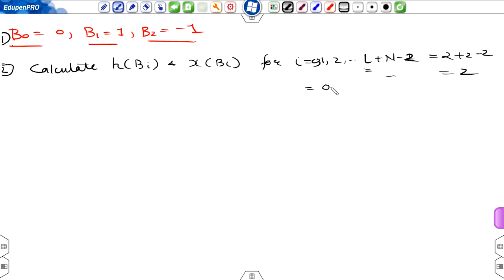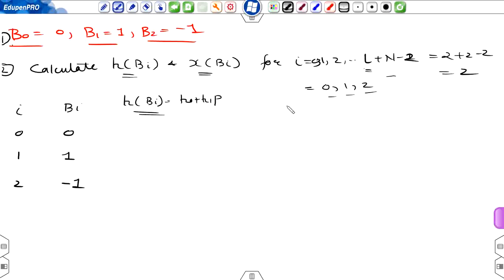So for i equal to 0, 1 and 2, we have to calculate h of beta i and x of beta i. The value of beta 0 is 0, beta 1 is 1 and beta 2 is minus 1. So h of beta i is given by h0 plus h1 p, and x of beta i is given by x0 plus x1 p. We have to place the value of beta into p.